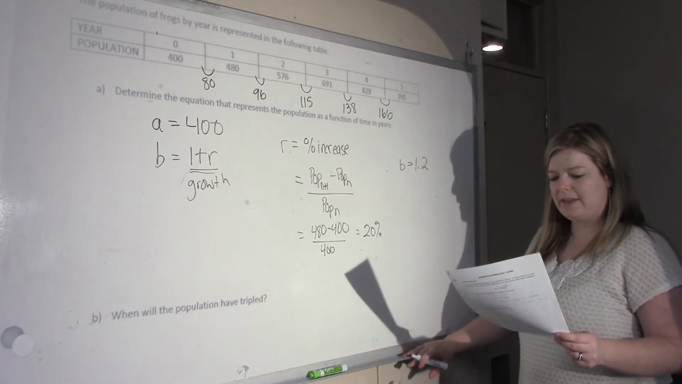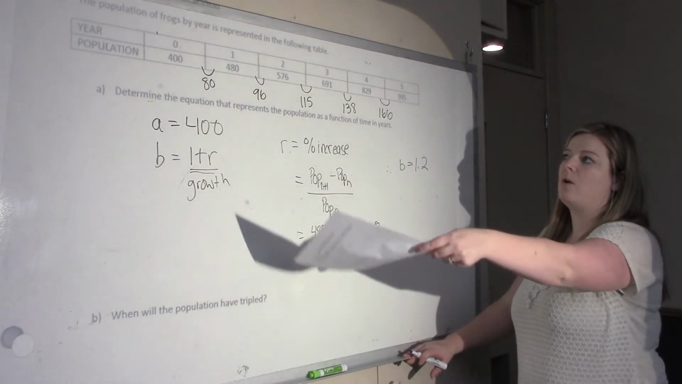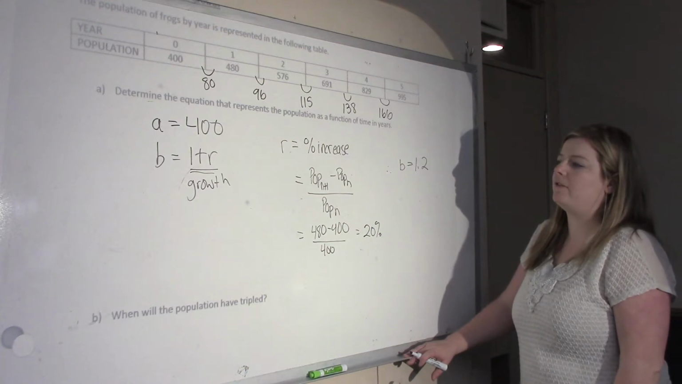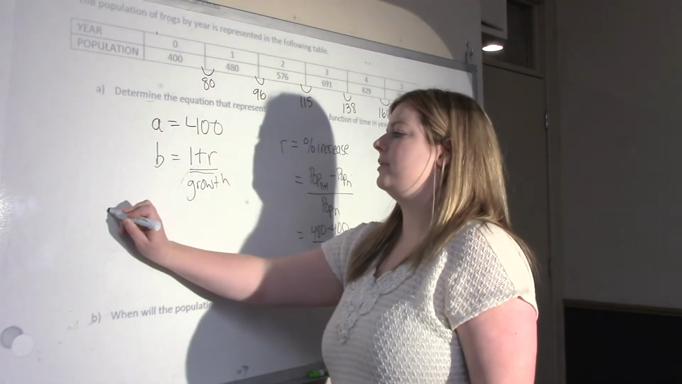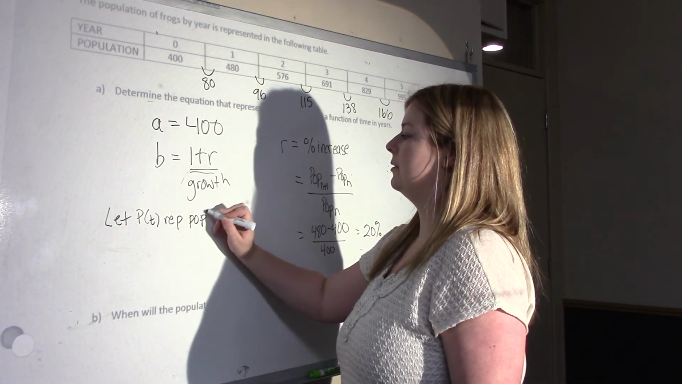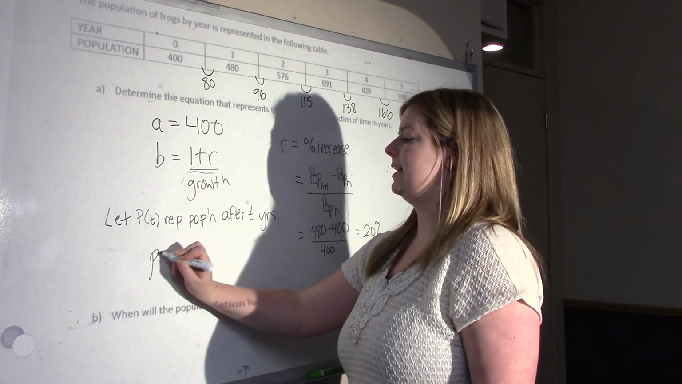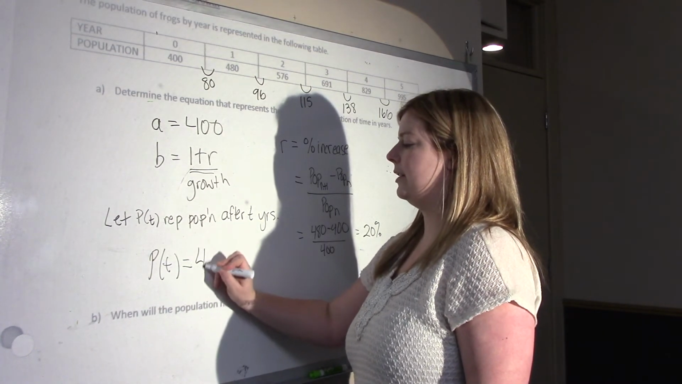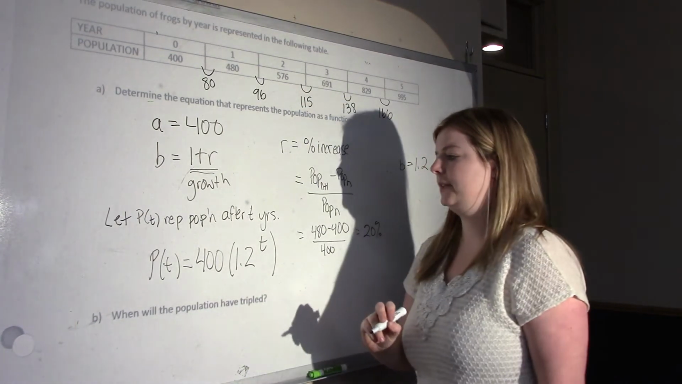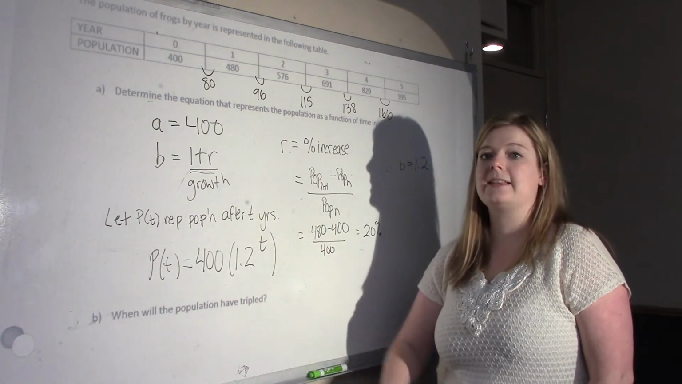Okay, and then we'll say t will be year t. We don't have to do any fractions because it's 20% every year, every 1 year. So we can identify our variables. Let P of t represent population after t years. So P of t equals a, so 400, times 1.2 to the power t. Our a value is our initial value, this is 1 plus our rate, and this is the time period.